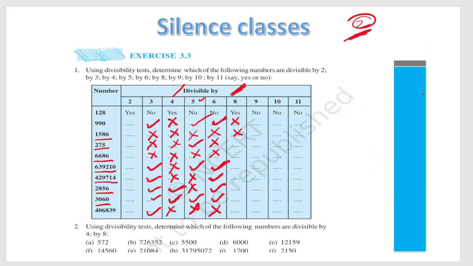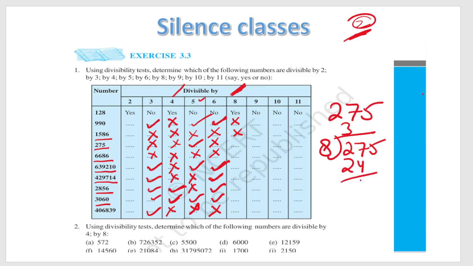Now 275. Let's check it out. 8 threes are 24. 7 minus 4 is 3, and 35. 35 is not divisible by 8. This means this number is also not divisible by 8.